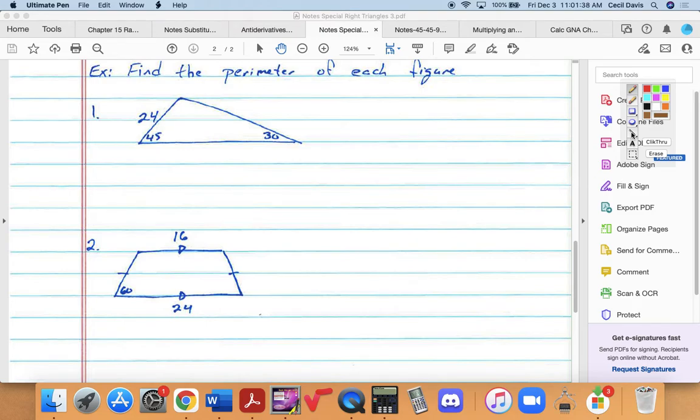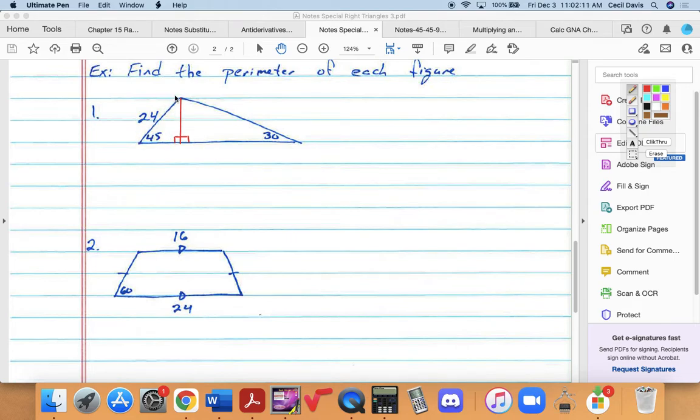I am going to do what's called dropping in an altitude. Oh, shoot. Just like that. Sound effects are optional. They're not optional. They're mandatory. So now we've got two triangles, and this one is a 45, 45, 90, and this one is 30, 60, 90, and we have rules for those.